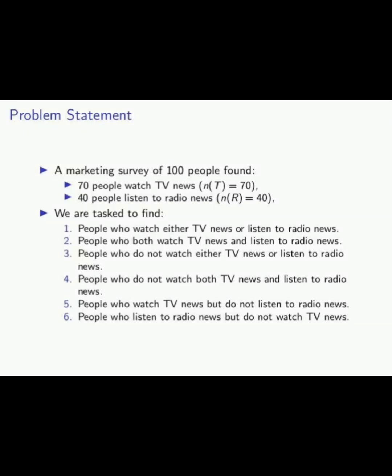All right, so guys, welcome to Math 115 assignment solutions, and we have six different questions to answer. So we have 70 people who watch TV news, 40 people who listen to radio news. We are asked to find, number one, people who watch either TV news or listen to radio news. The second, people who both watch TV news and listen to radio news. And third, fourth, five, and six. So the questions are there.